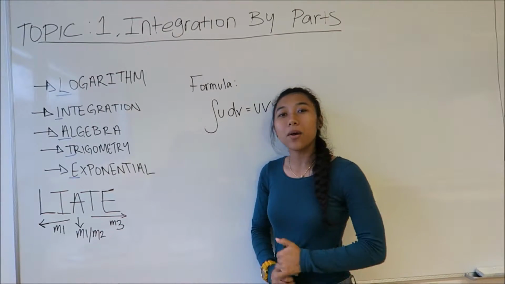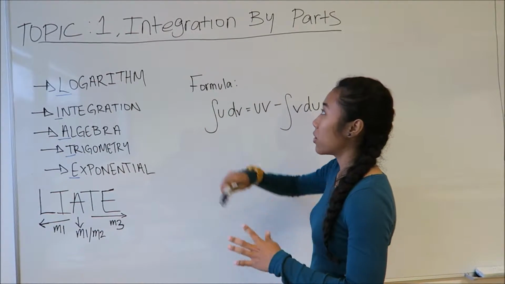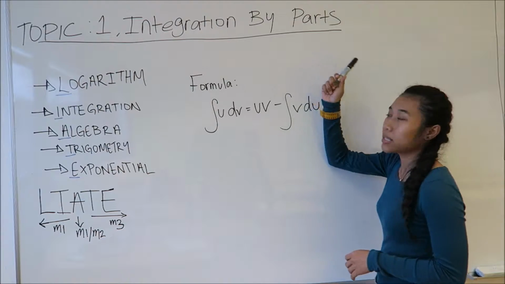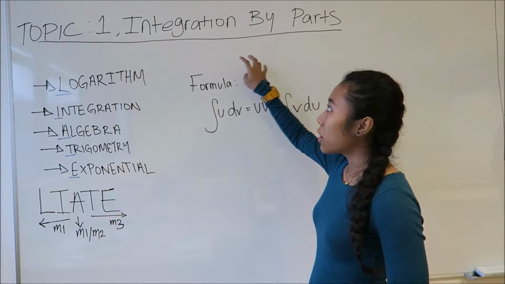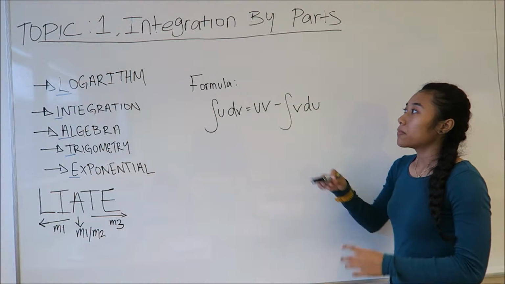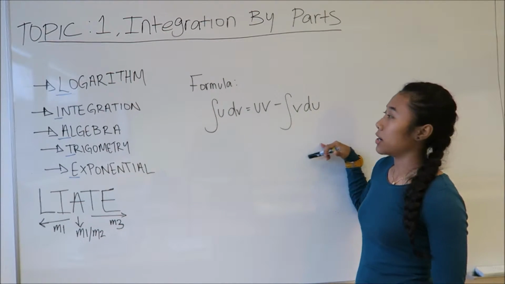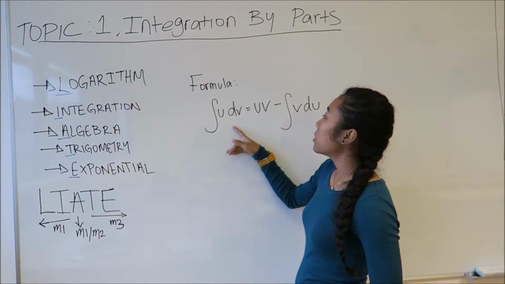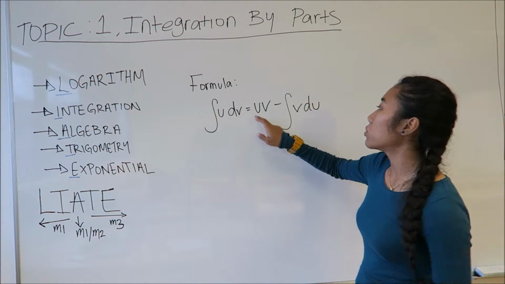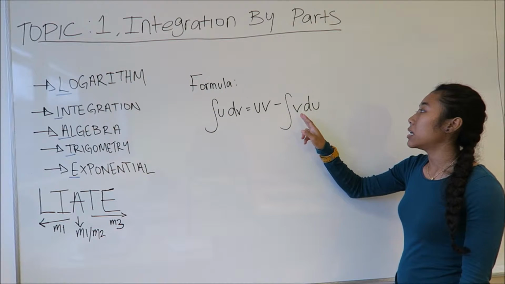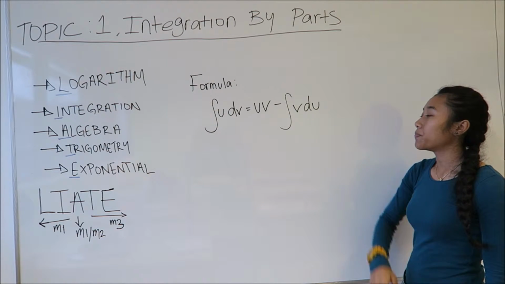So today's topic, what I'm going to teach you guys is integration by parts. Okay, for this topic, you have to know this formula right here. This formula is integration of u dv is equal to uv minus integration v du.